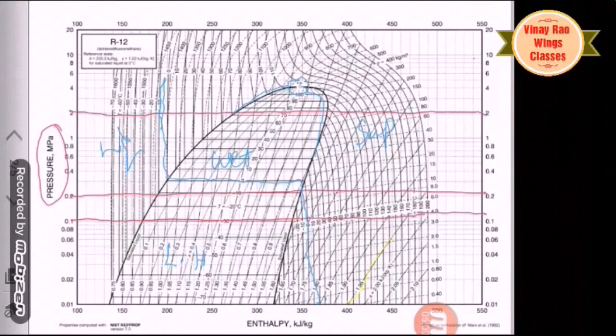These lines are isentropic lines. The yellow lines are showing the isentropic lines. This is the pH chart, which is most important. We can directly calculate the result through this chart.